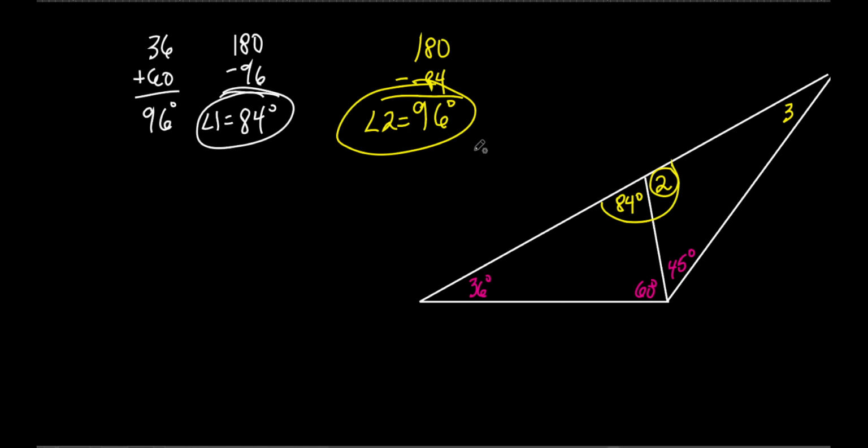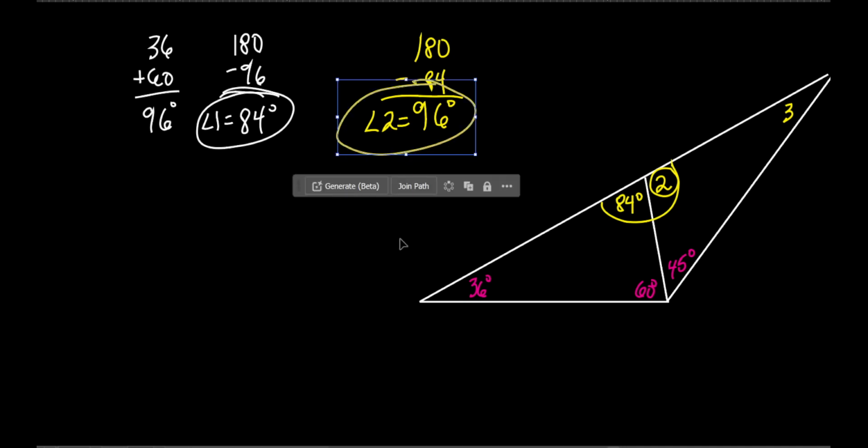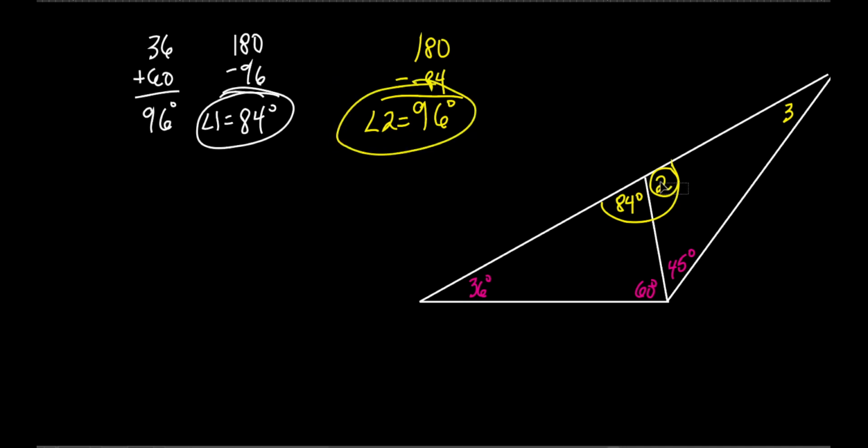So now, let's do this. Let's write in what angle 2 is. So let's get rid of all this mess. And let's put in a 96 right there. And now angle 3 should be very simple to do. We've already done it a couple times.